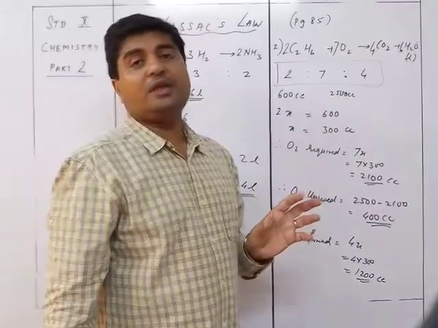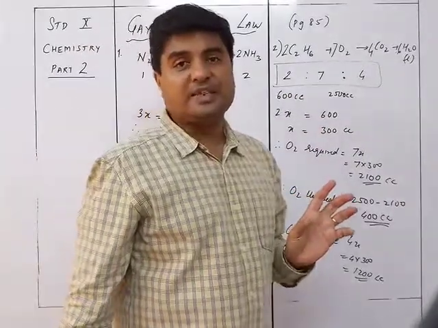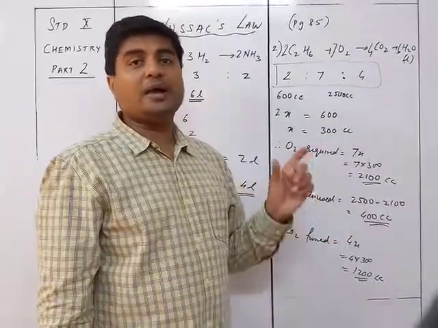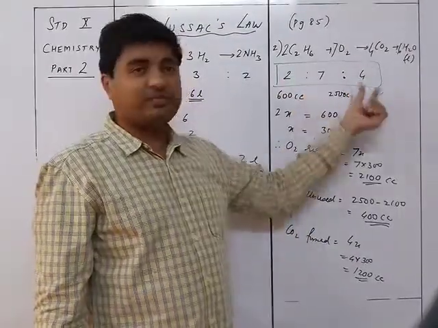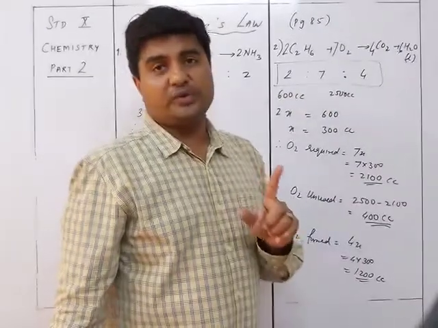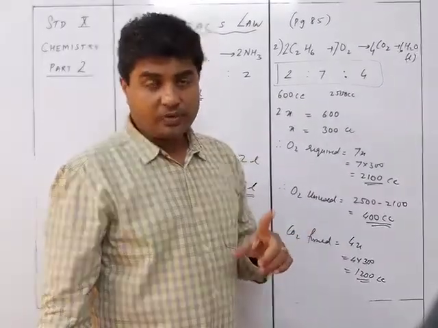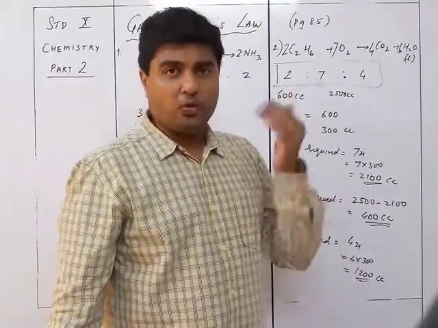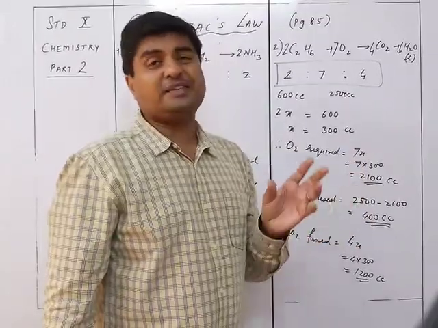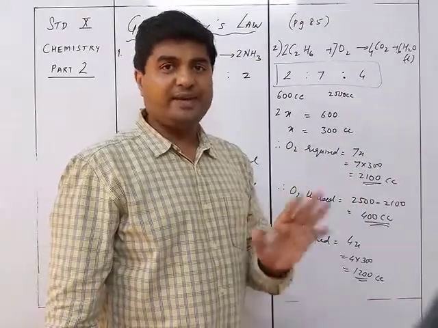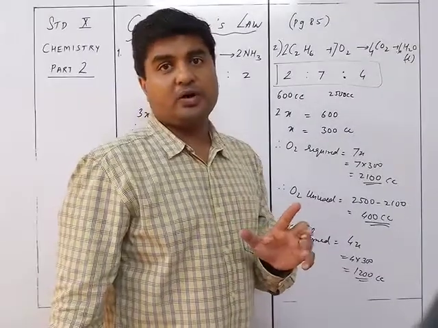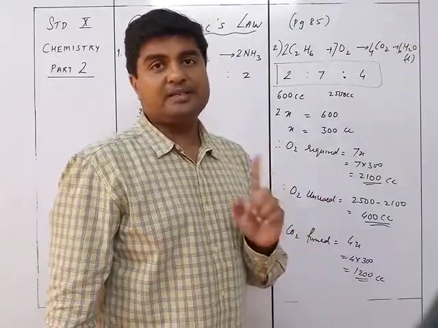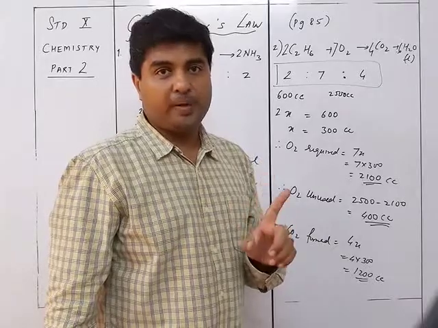Whatever are the quantities of the substances given to you, you will need to consider that 2x is equal to that quantity, or 7x is equal to that quantity, or 4x is equal to that quantity, according to the question which is given to you. As we do more sums, you will get clearer about this. It's a very easy topic, very easy to understand, and very important, because stoichiometry is 10 marks of the complete board paper.